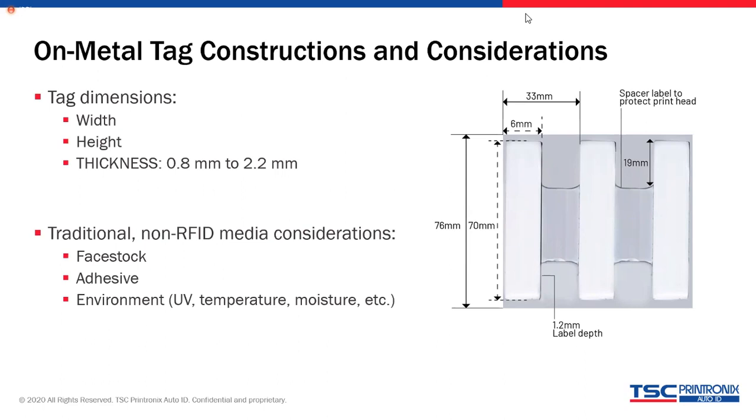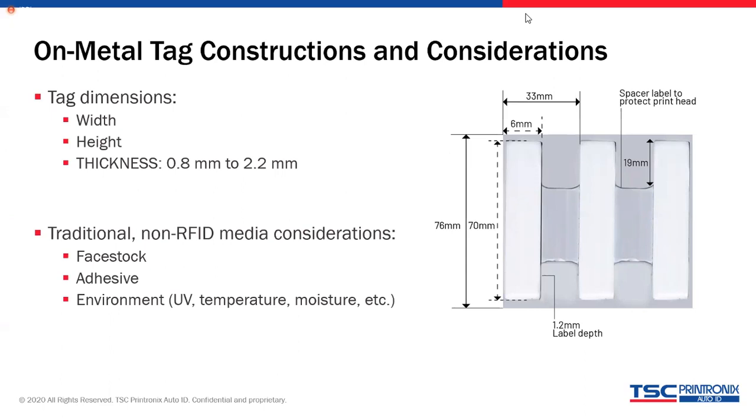The thickness of the tag. This is a big issue with on-metal tags. I have listed there 0.8 to 2.2 millimeters. This is a fairly standard range for on-metal tag thicknesses.